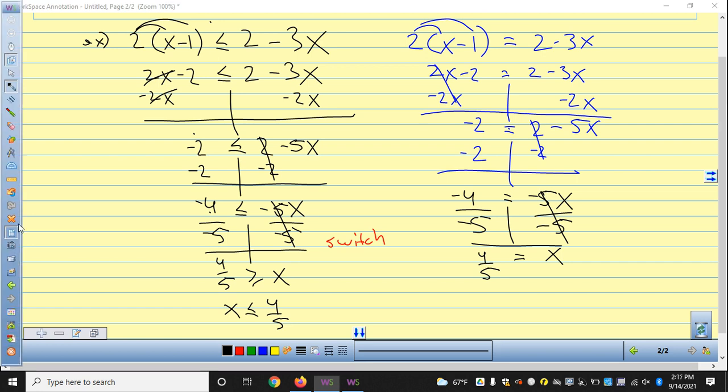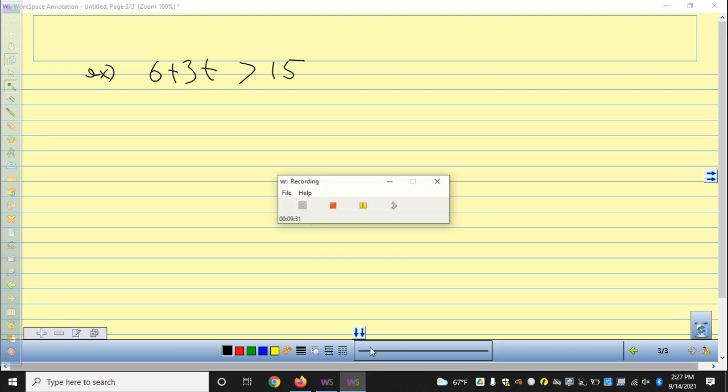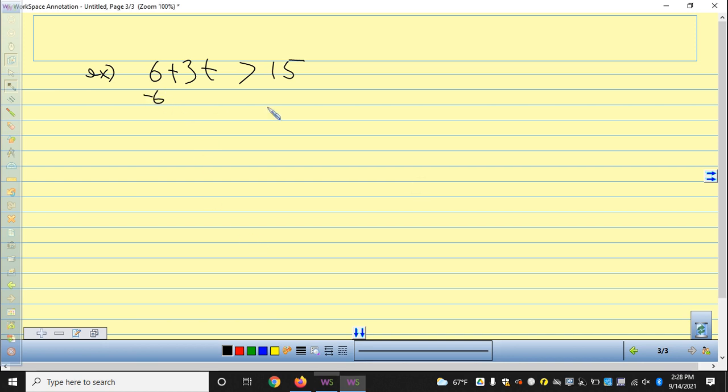Okay. I want you all to try this one. 6 plus 3t is greater than 15. So I want everybody to work on solving that thing. All right, so what's our first step here? Someone help me out here. Yes? Subtract 6. So these go away. The 3t comes down. And I get 3t is greater than 15 minus 6 is 11.